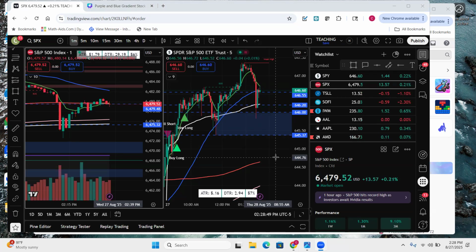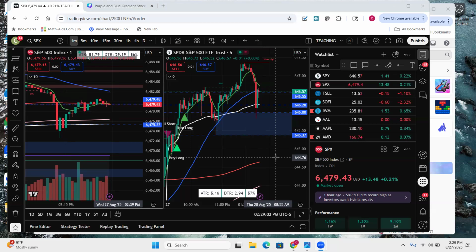Let's go back and take a look. But SPY on the 5 minute is sitting on the 50. We're under the 200, which is good. We're sitting at the 50. We'll probably get another retest like this line right here. The wick went right down to the 200, and this is VWAP.